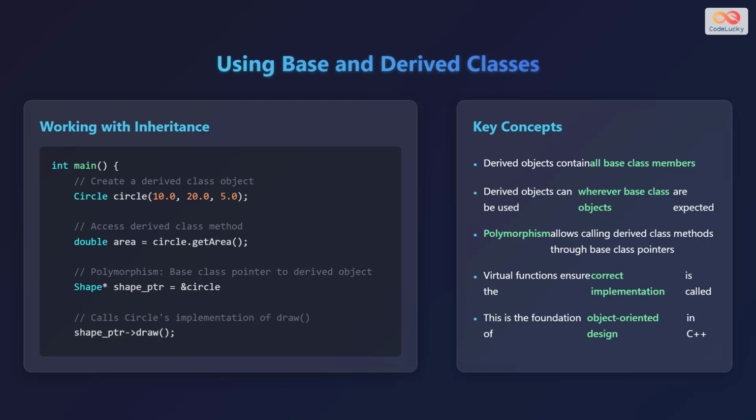Derived objects contain all base class members and can be used wherever base class objects are expected. Polymorphism allows calling derived class methods through base class pointers. Virtual functions ensure the correct implementation is called. This is the foundation of object-oriented design in C++.